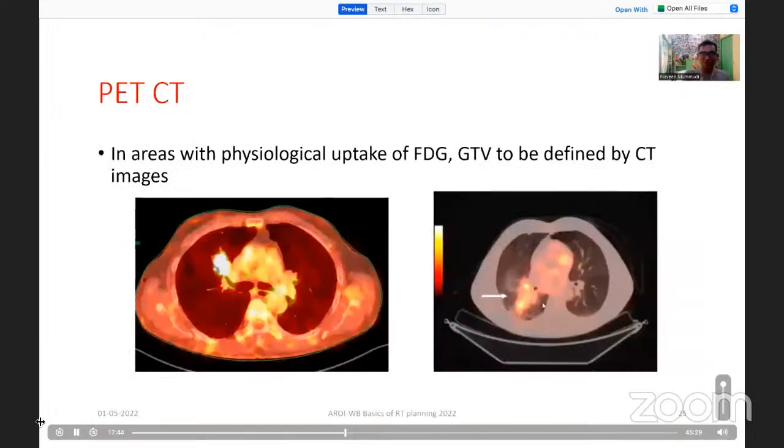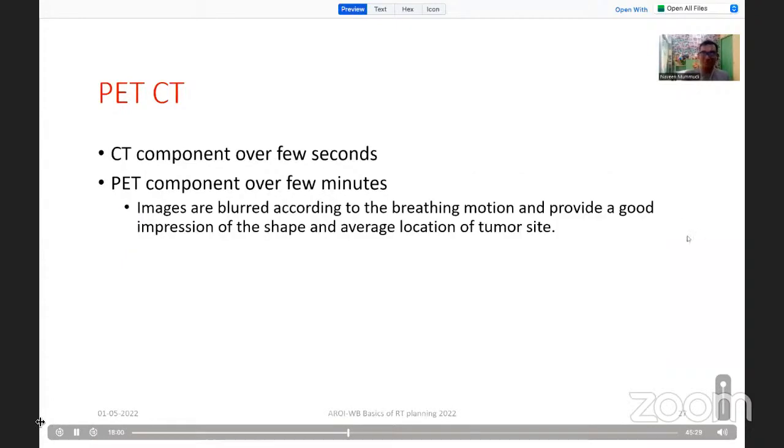But when you have tumors close to the mediastinum and the heart, again, there is some physiological uptake in the lung and the mediastinum, physiological uptake in the heart and the mediastinal pool. So there you might find it a little difficult to contour. This is one of the pitfalls of using PET-CT for co-registration.